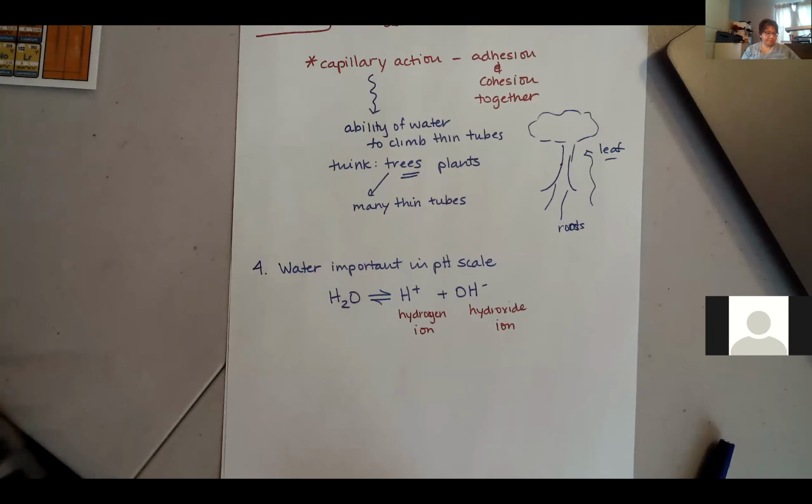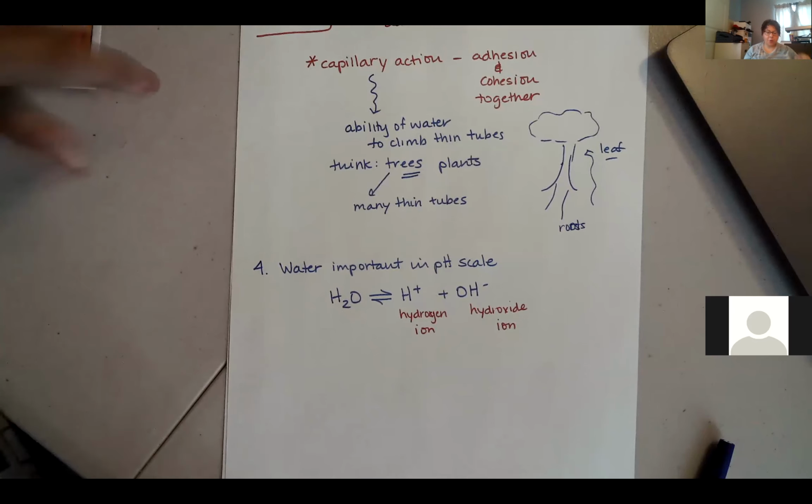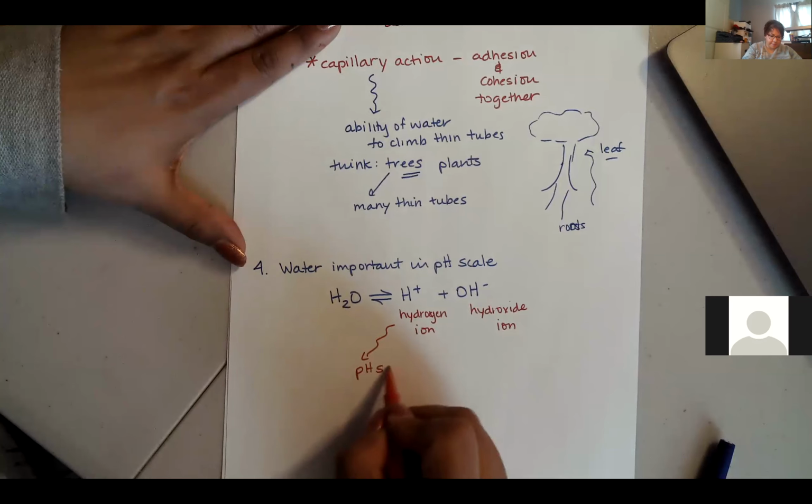This is the last thing. Water is important in the pH scale. Water auto-ionizes, or it breaks apart by itself into the hydrogen ion and the hydroxide ion. This is the one that we use for the pH scale.